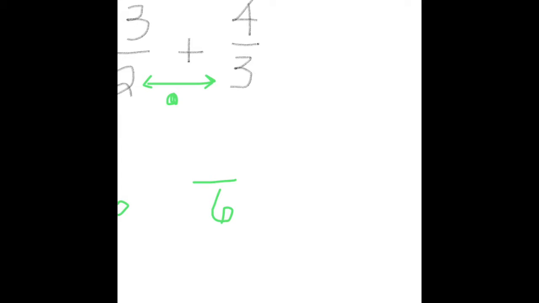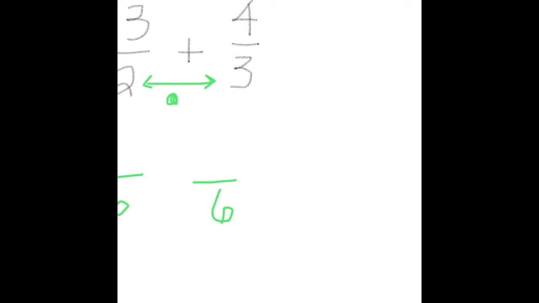For example, what about 3/2 plus 4/3? The denominators are not the same. So we can find a common denominator, and the easiest way to do that is to take the two denominators and multiply them together. So 2 times 3 is 6. So that is going to be my new denominator.